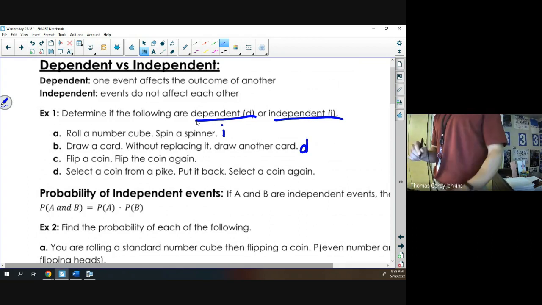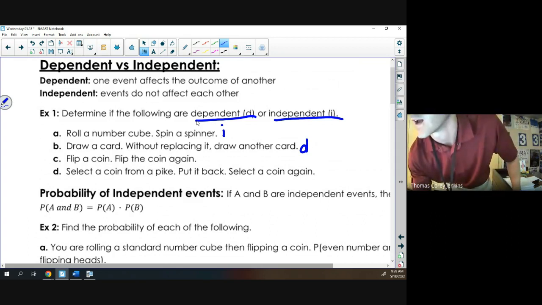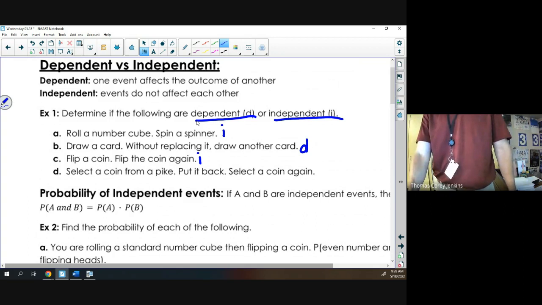Flip a coin again. So that would be the same. That would be the same coin, but does the first thing affect the second thing? No, right? So just because it's the same coin doesn't mean it's dependent.